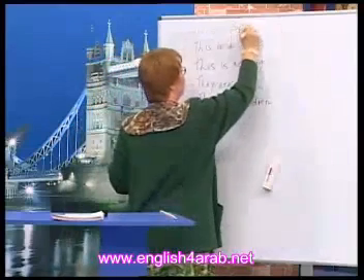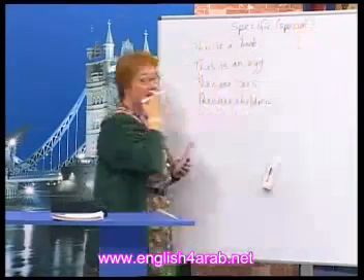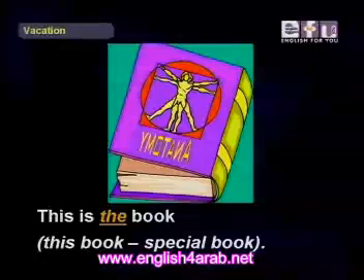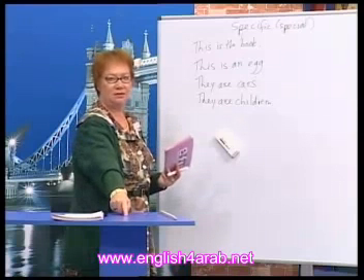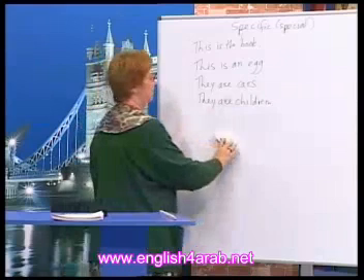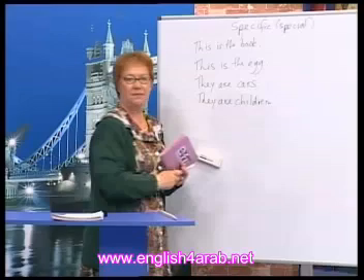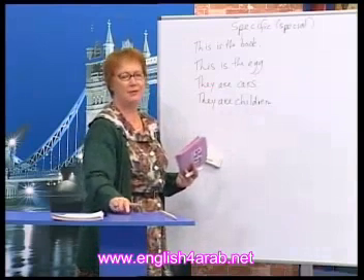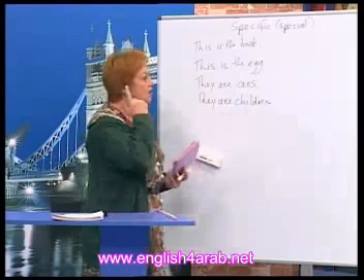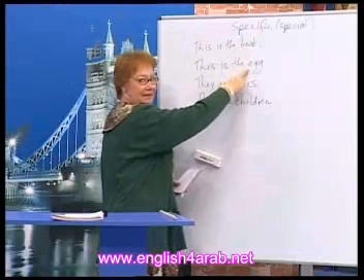If we get specific or special, then we change. We can say, this is the book. This is the book I want. This book is special. Okay? This is the book. This is the egg. This is the egg I want to eat. This is a special egg. This is my egg. Okay? This is the egg. Notice how we change the sound a little bit. The egg. The book, the egg.